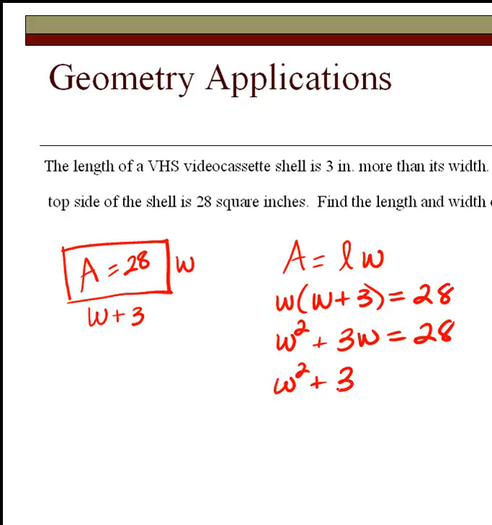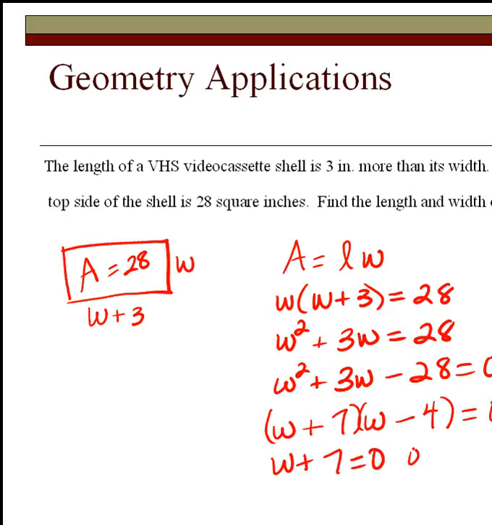Then we can subtract 28 to get W squared plus 3W minus 28 is equal to 0. And then we need to factor. Since that's a trinomial, we know we have to come up with two binomial factors. The factors of W squared are W and W. The factors of 28 whose difference is 3 would be 7 and 4. Because we have a difference at the end, the signs are different, and the larger one is positive. So W plus 7 is equal to 0, or W minus 4 is equal to 0. We get as our possible answers negative 7 or 4.